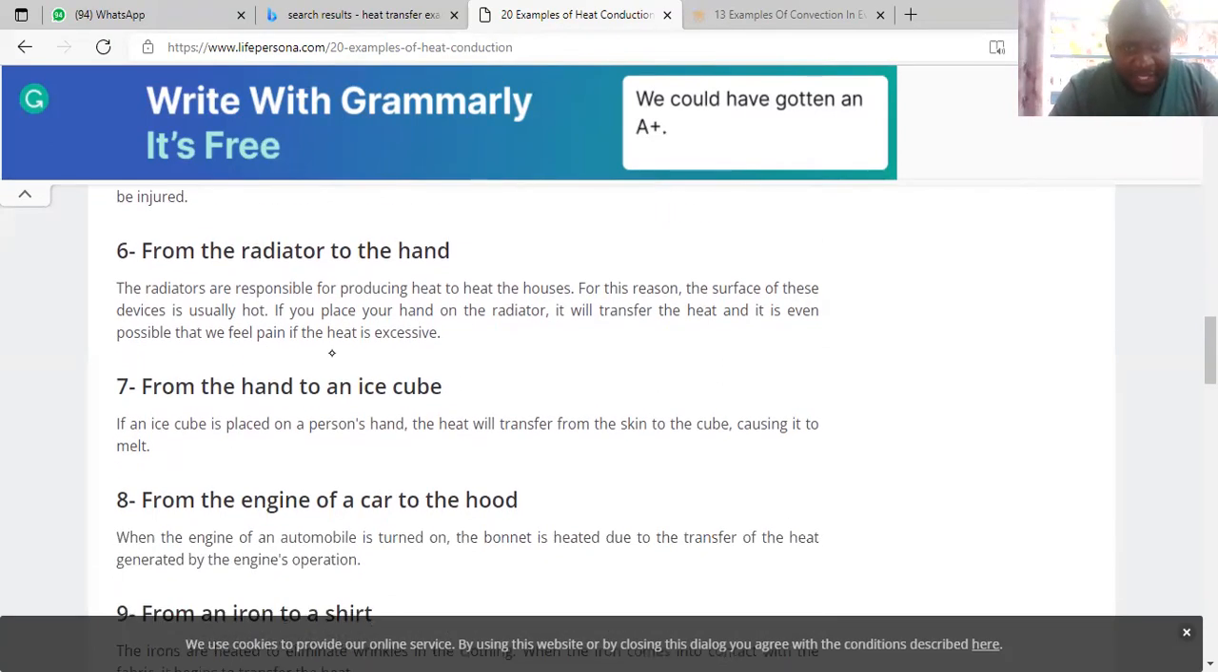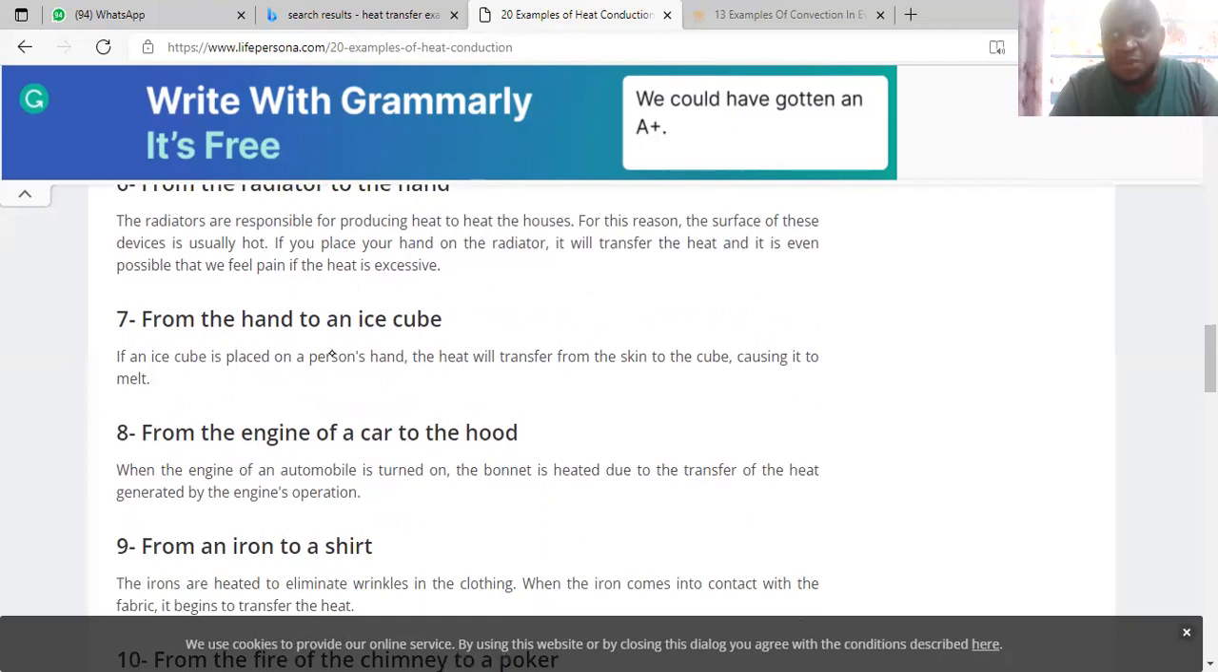From a hand to an ice cube, that is why the ice melts when it comes to your hands. It's because your hands are already at some temperature, which is higher than the temperature of ice. And in that sense, the ice gains heat from the hand and the ice melts very fast whenever you're holding it.